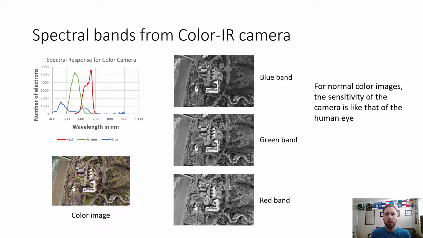In this case here, these are the RGB, the 3 typical segments or bands along the electromagnetic spectrum that we associate with natural color. Okay, so in this color image here on the bottom left, if we break it up into its 3 channels, we see that the red occupies between around 600 to 700 nanometers, green occupies between 500 and 600, and blue is at the lower end between 400 to 500. So for normal color images, the sensitivity of the camera is like that of the human eye. So it sort of emulates what we see with our eyes.